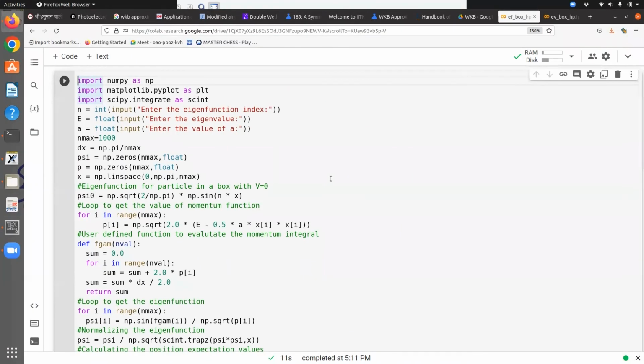This is how the code looks like. This is where we define the eigenfunction for particle in a box with V equal to 0. This is where we run a loop to get the value of the momentum function.